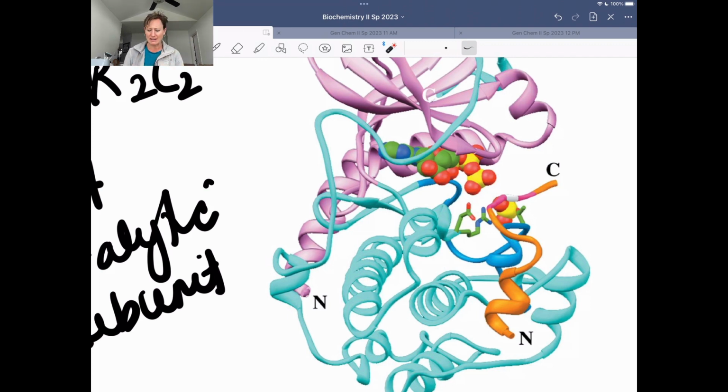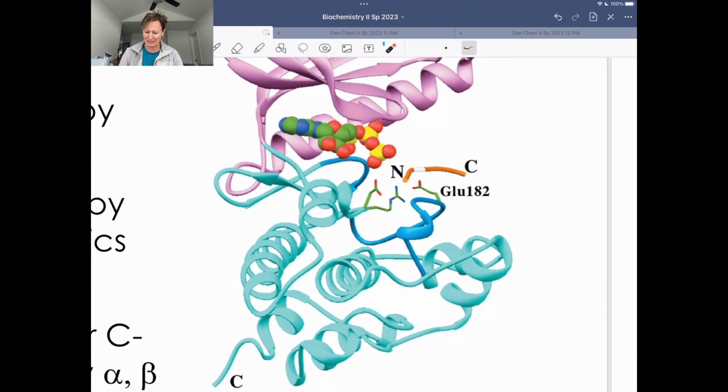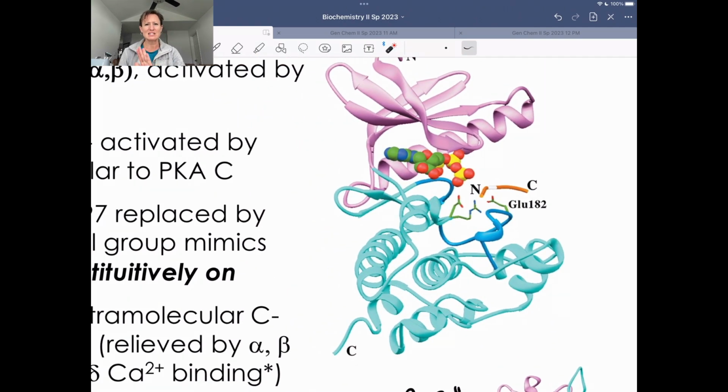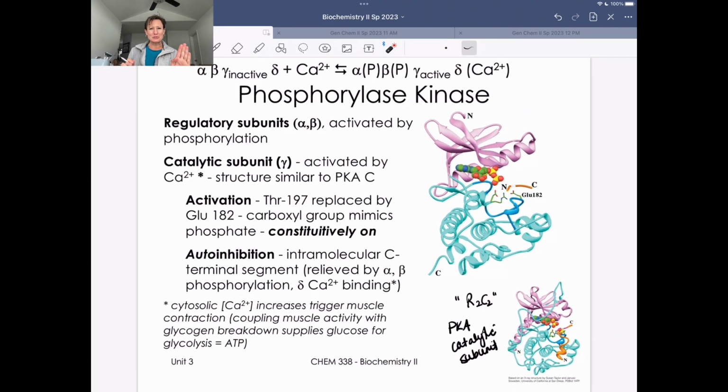of phosphorylase kinase. So here, up top here, is the catalytic subunit of phosphorylase kinase. But before we get to that, I want to look at not the R2C2 story. This is an alpha, beta, gamma, delta story. And we've got this story up top here. So we're going to go through this to explain how phosphorylase kinase becomes active. It is also a tetrameric enzyme, okay? We've got 2 regulatory subunits, but we call them alpha and beta.